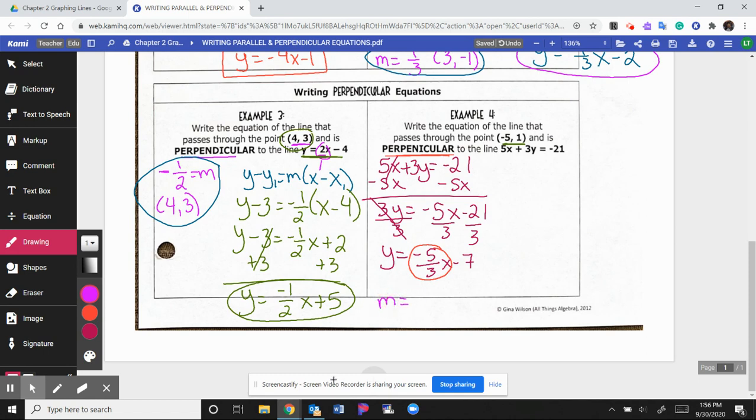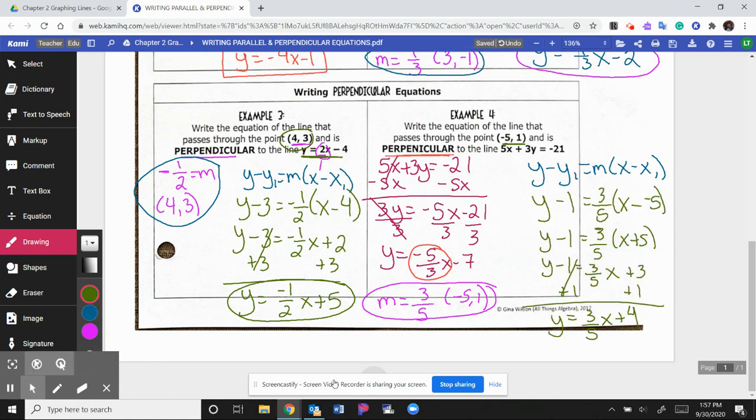So the opposite, meaning it's going to be positive, and I need to flip that, so it's going to be a positive 3/5. And then it's going through the point (-5, 1). So now you can use that information, and now you can go back to your point slope form. So again, pause the video, substitute this information in, see if you can get into slope intercept form.